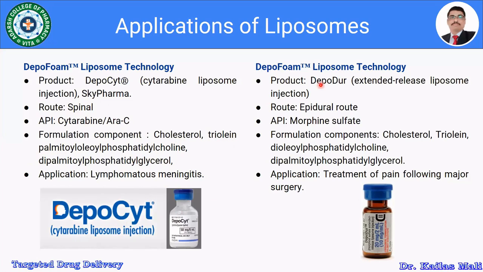Yet another product available in the market is DepoDur. It is an extended release liposome injection, which is given by the epidural route. It contains the drug morphine sulfate. It comprises cholesterol, triolein, dioleoyl phosphatidylcholine, and dipalmitoyl phosphatidylglycerol. It is used for pain management following major surgery. This is a product based on the DepoFoam liposomal technology, that is DepoDur foam.